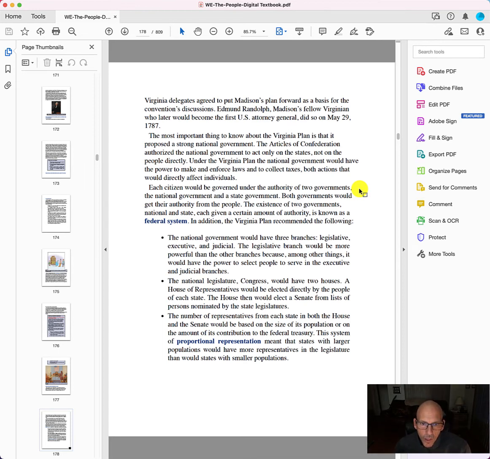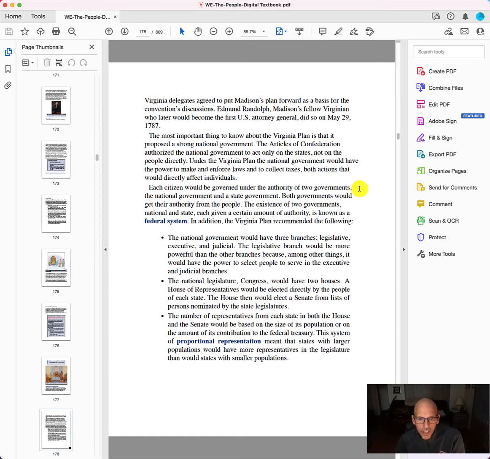The national government would have 3 branches: legislative, executive, and judicial. The legislative branch would be more powerful than the other branches because, among other things, it would have the power to select people to serve in the executive and judicial branches. The national legislature, Congress, would have 2 houses. The House of Representatives would be elected directly by the people of each state. The House then would elect the Senate from lists of persons nominated by the state legislatures.